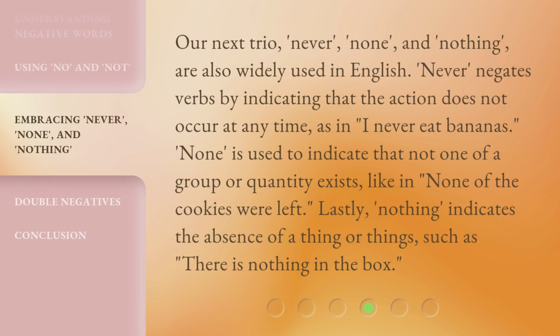Our next trio, never, none, and nothing, are also widely used in English. Never negates verbs by indicating that the action does not occur at any time, as in, I never eat bananas. None is used to indicate that not one of a group or quantity exists, like in, none of the cookies were left. Lastly, nothing indicates the absence of a thing or things, such as, there is nothing in the box.